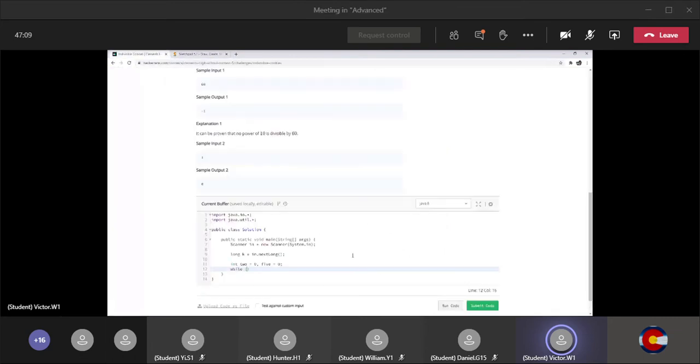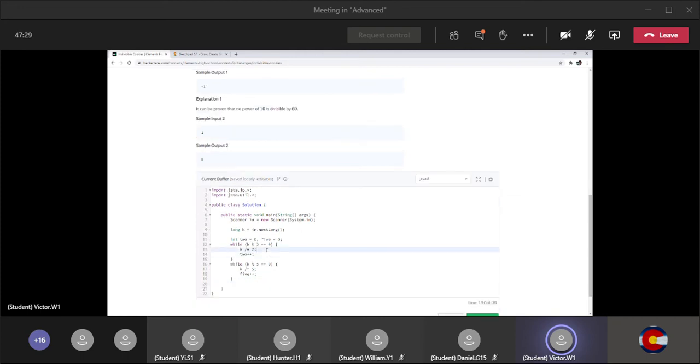So how this is going to work is while there's still a factor of 2 remaining in k, you divide k by 2 and increment your count of the exponent. And you do the exact same thing for 5. What these two loops do is extract all the exponents of 2 and then all the exponents of 5. Then, after we've extracted all the 2s and 5s, if there's still something left in k, then that means it's impossible, because there's some other prime factor there that we can't cancel out, and otherwise we just print the maximum of the two exponents.